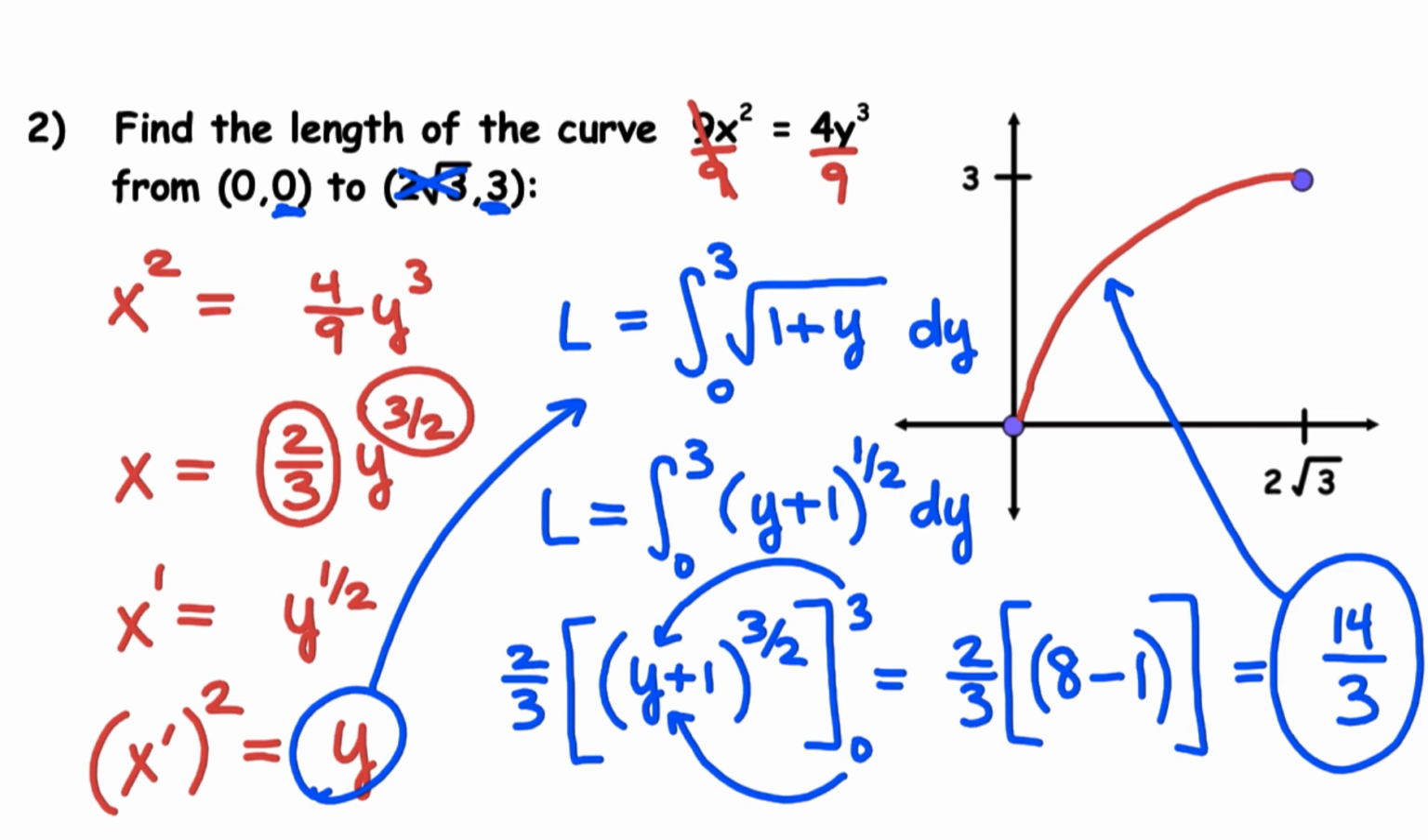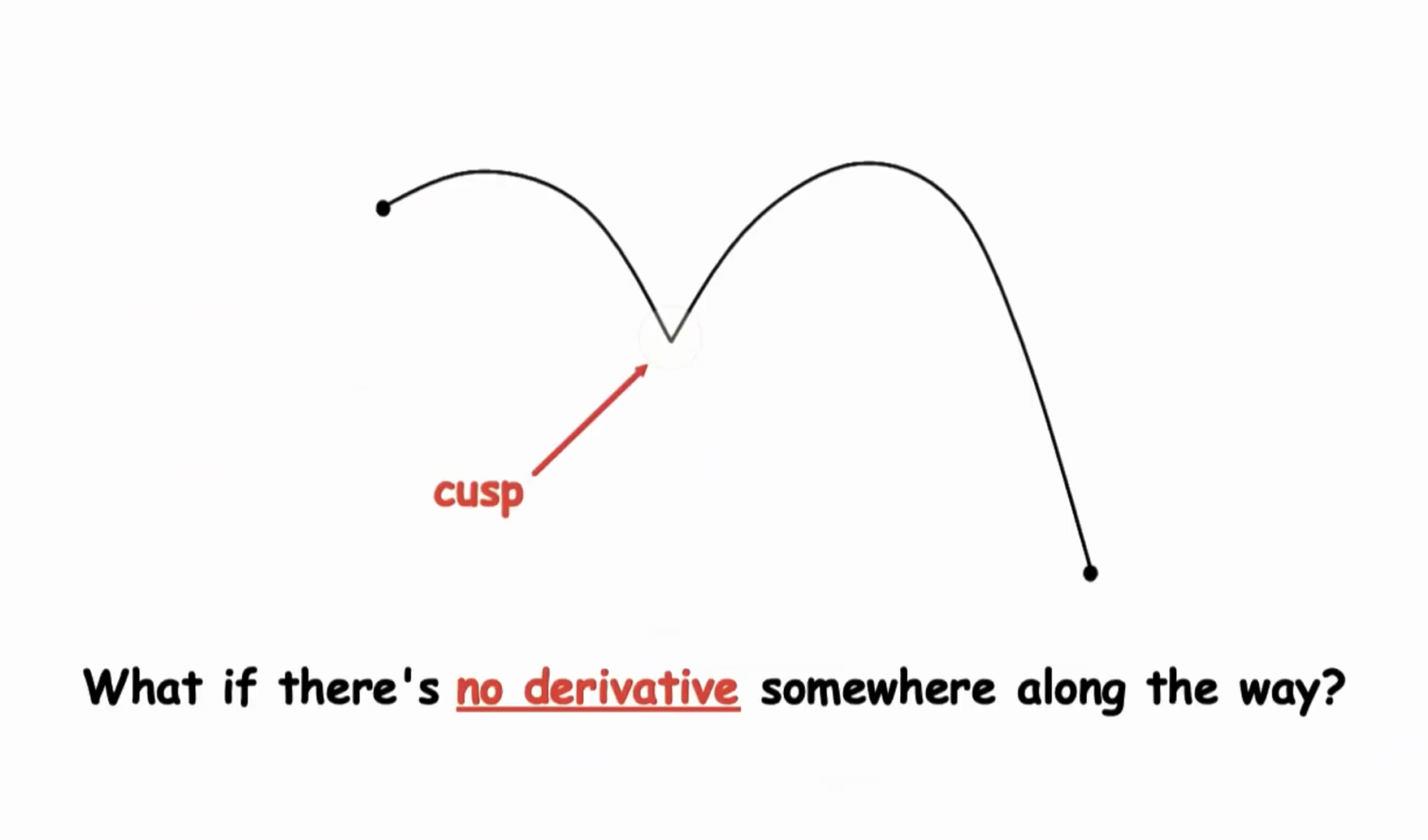Well, we've tackled both examples that I made. Really, this is more or less a calculator section. It's one simple formula to know, and it's really pretty easy. The only other thing I have is once in a while you get an issue like this. What if there's no derivative somewhere? Remember, the formula calls for you taking a derivative and then squaring the derivative and integrating. But what if you have a corner or cusp or vertical tangent or something along the way? How do you find the length of that curve?